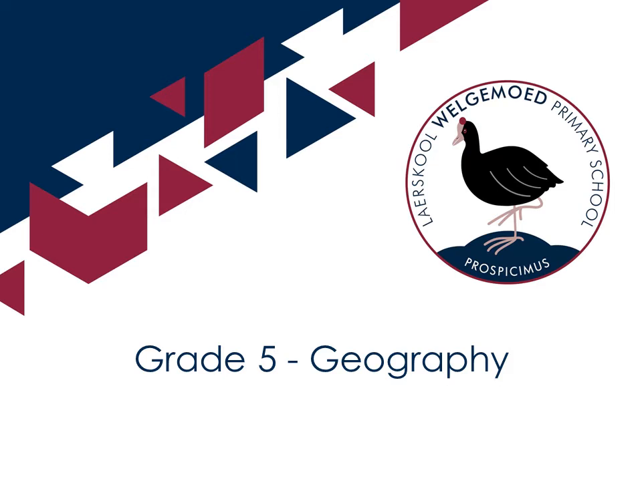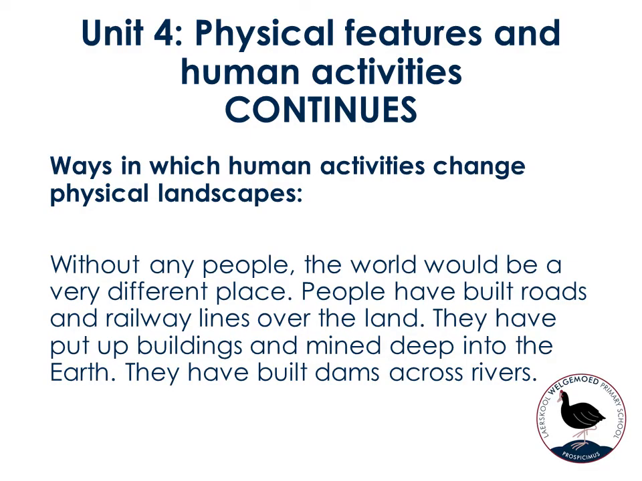Human activities are the things that people do. This includes working, going to school, fishing, or looking after children. Last week, we looked at ways in which human activities change physical landscapes. Without any people, the world would be a very different place.